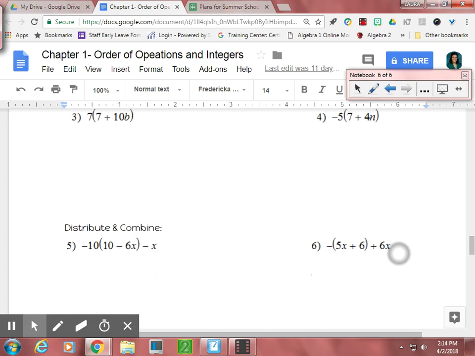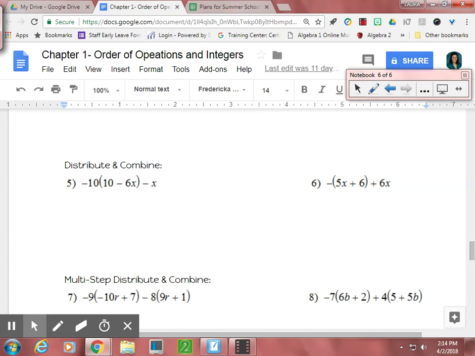So let's look at some that we are going to be able to combine. Okay, so first thing we have to do is we have to distribute. So we're going to take this first. Negative 10 times positive 10 is negative 100. And then negative 10 times negative 6x is a positive 60x, and then this minus x is going to come straight down, okay, because we didn't do anything to that, and because it's not in parentheses, we do not distribute the 10 to it.